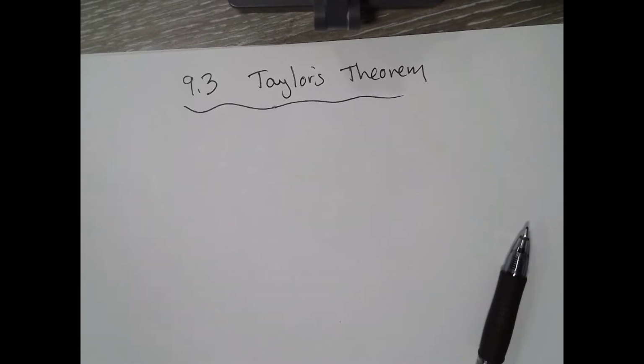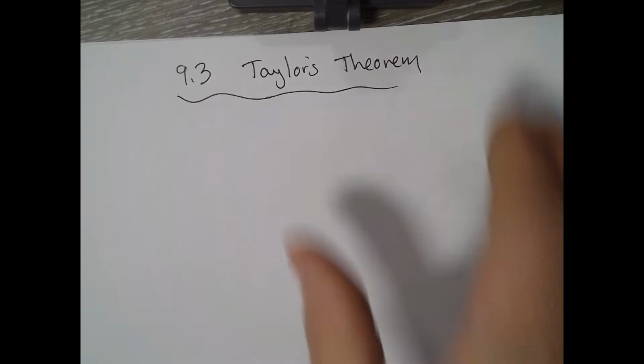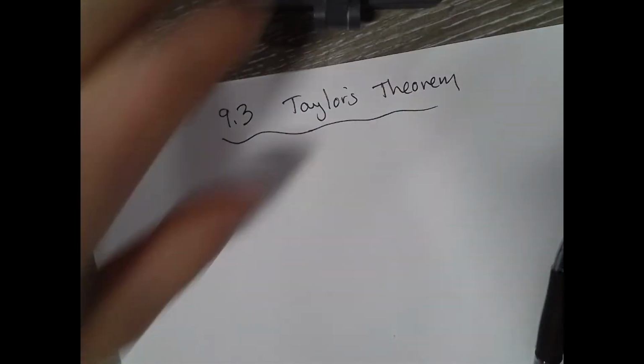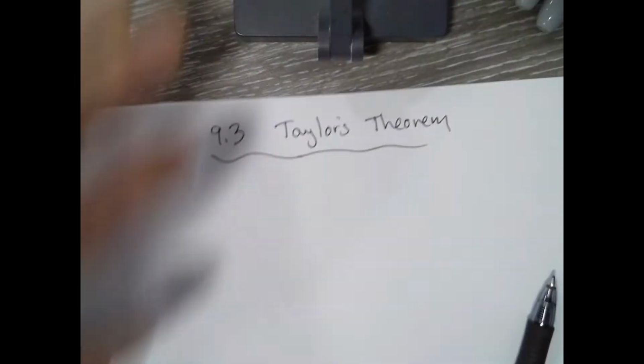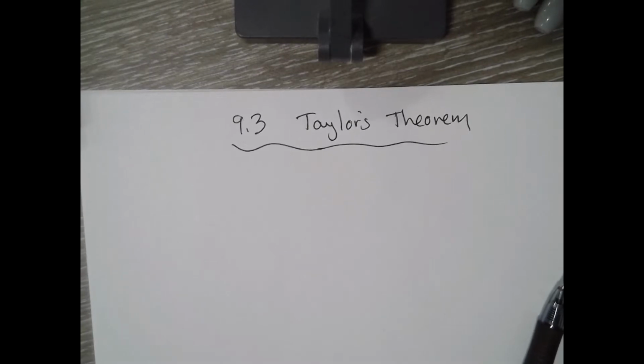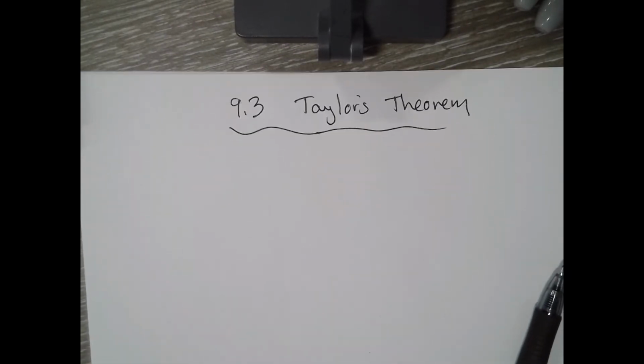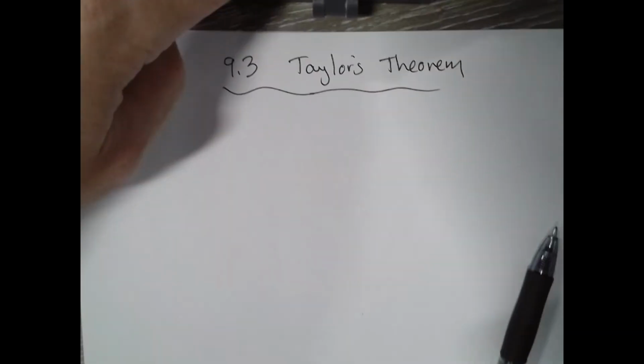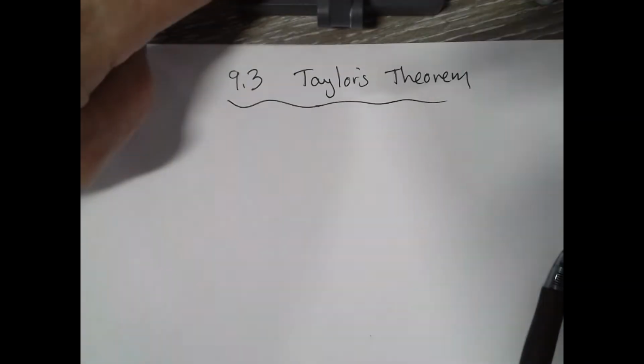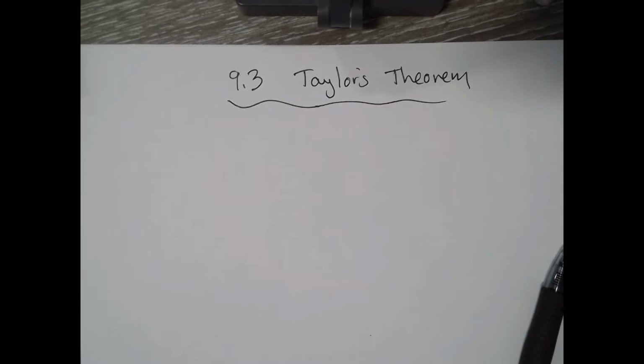Alright, 9.3 Taylor's theorem. Up to this point we've been using Taylor's theorem, we just haven't used its entire theorem. When we're generating Taylor polynomials and Taylor series, we're using part of Taylor's theorem, but there's also the second part of it. It's the remainder theorem, or remainder part of it. So Taylor's theorem with the remainder.